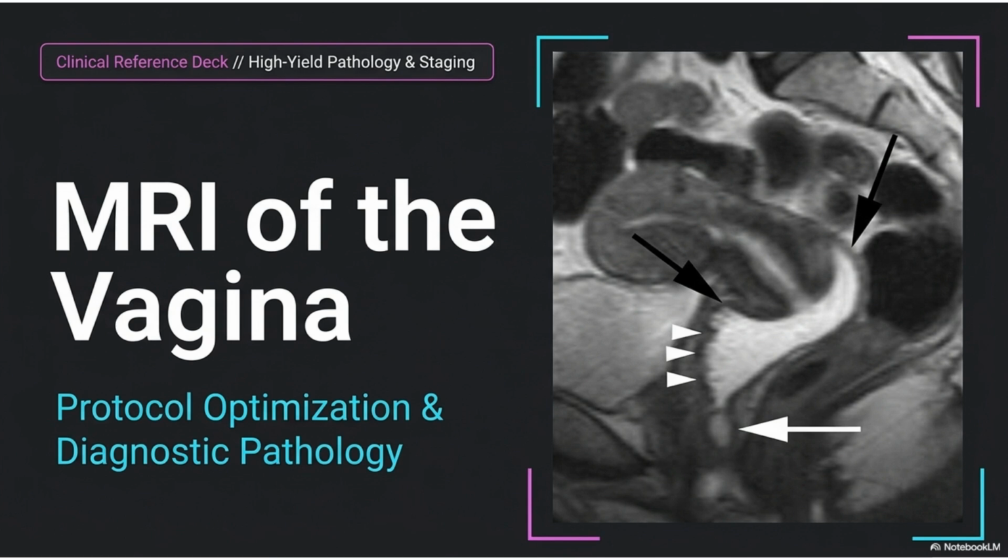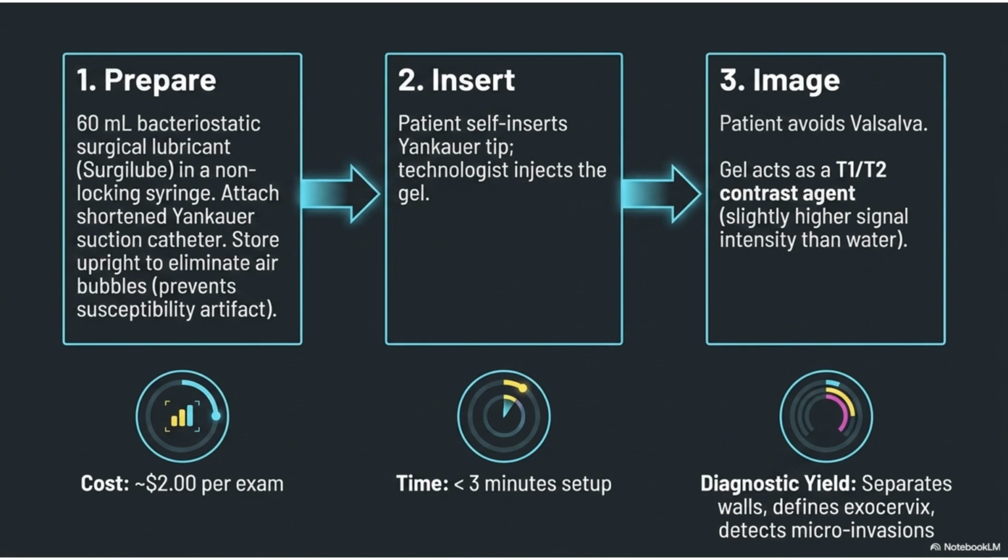Welcome to this clinical reference video on MRI of the vagina, covering protocol optimization and diagnostic pathology. Our protocol is simple. Prepare 60 milliliters of bacteriostatic surgical lubricant. Insert the gel with a Yankauer tip and image while the patient avoids the Valsalva maneuver. The gel acts as a T1/T2 contrast agent and helps separate walls, define the exocervix, and detect microinvasions.